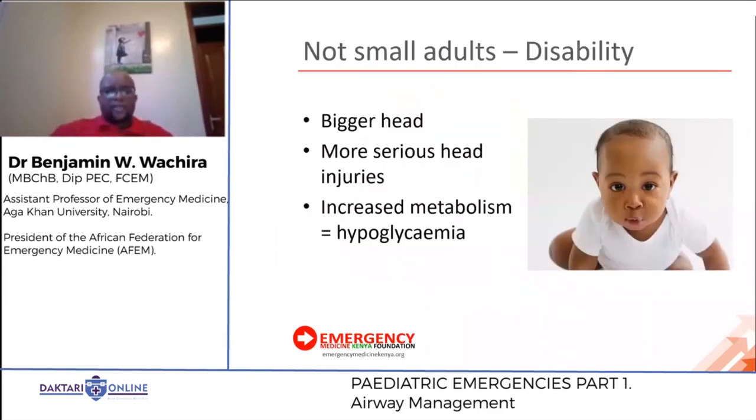In terms of disability, kids have a bigger head, so they're more prone to more serious head injuries. The bigger head also allows them to lose a lot of heat through their head, because a large proportion of the cardiac output is headed to the head. So heat loss from the head is quite big, and when you're looking at a child, you have to consider that as an issue. And because of the increased metabolism, they're more prone to hypoglycemia. So in your assessment of disability, you're looking at your GCS, your pupils, and you're checking your sugar, because kids will end up in hypoglycemia. We'll discuss how we manage some of this as we go along.